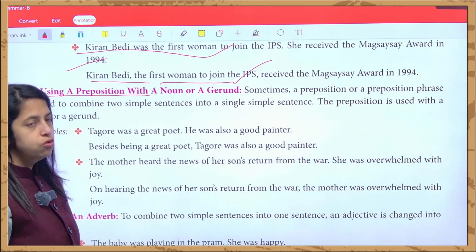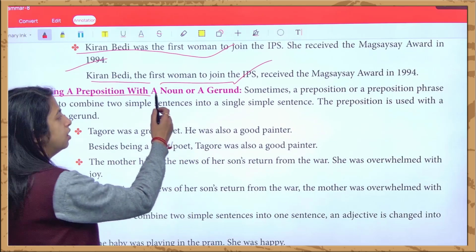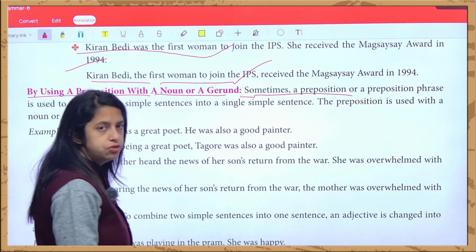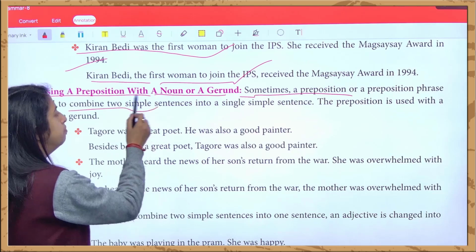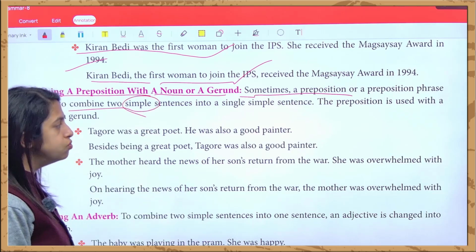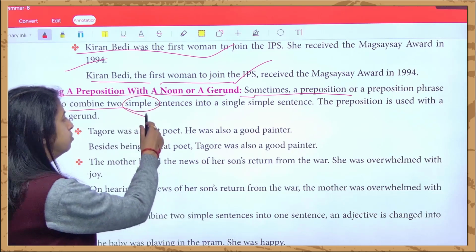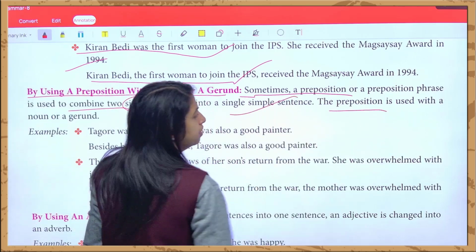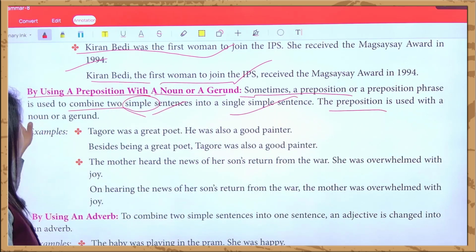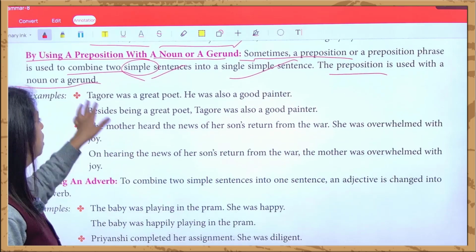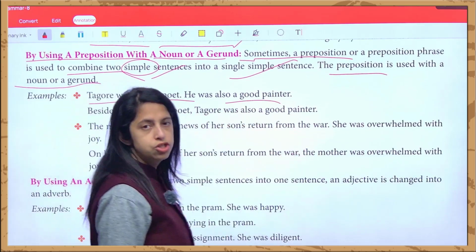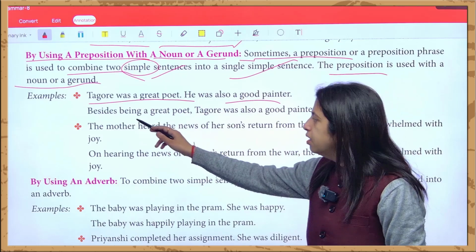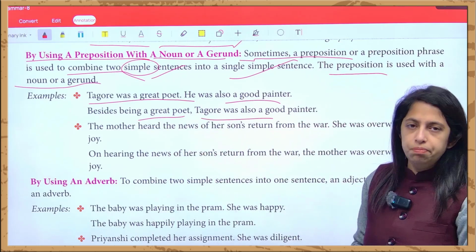Next is by using a preposition, with a noun or a gerund. Sometimes a preposition phrase is the combination of two simple sentences into one simple sentence, using a preposition with a noun or a gerund. For example, Tagore was a great poet and he was also a good painter. Being a great poet, Tagore was also a good painter.